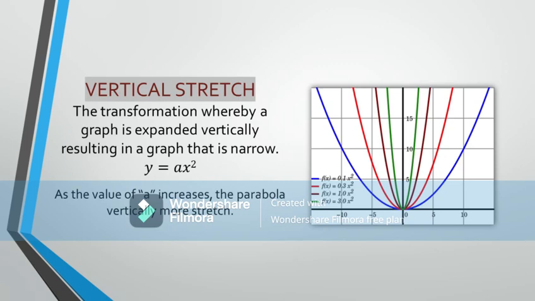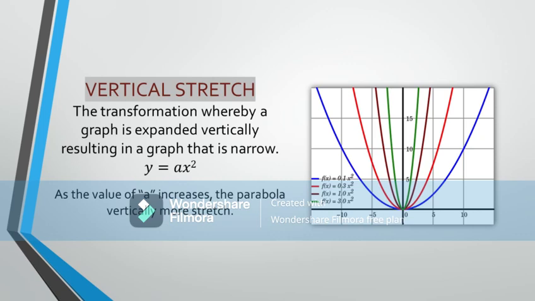Vertical stretch. The transformation whereby a graph is expanded vertically, resulting in a graph that is narrow. y = ax². This is the equation of a parabola. Here a is the parameter of x². As the value of a increases, the graph will be more stretched towards the y-axis, or narrow, which is shown in the diagram.